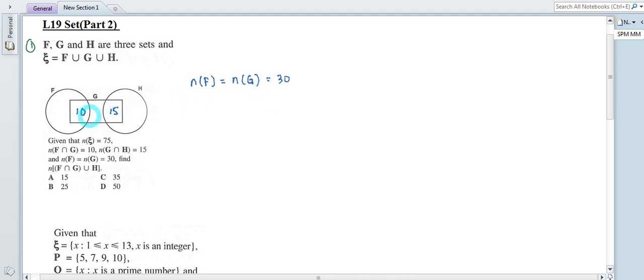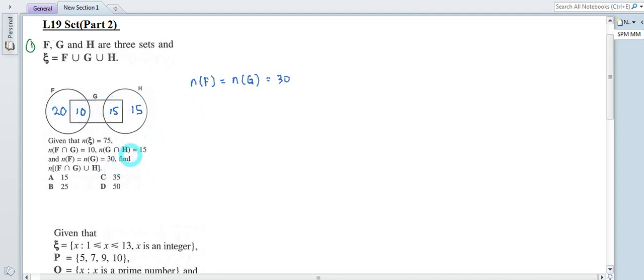Normally, when we want to write down the number of elements, we will do the overlapping area first. Write 10 and 15 first, then only write the other regions. So number of elements for F is 30. So here is 10, so another 20 will be here, right? So G also the same thing, 30, so this is 15. So here must be 5. So you add up these two together, you get 30. You add up these two together, you get 30.